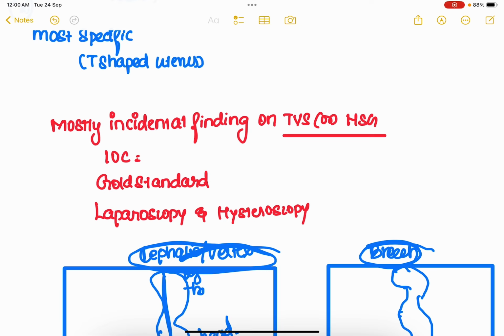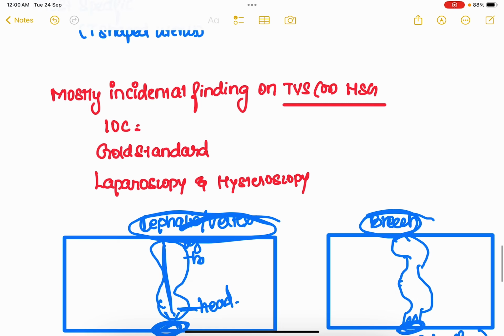But what is the investigation of choice, and what is the gold standard investigation? The investigation of choice is 3D ultrasound. 3D ultrasonogram is the investigation of choice for Mullerian malformation, and the gold standard investigation for the diagnosis of Mullerian malformation is magnetic resonance imaging. MRI is the gold standard. The last resort could be laparoscopy and hysteroscopy. With laparoscopy, you can visualize the fundus of the uterus. While visualizing the fundus, you can diagnose the arcuate uterus, and you can differentiate between the bicornuate and the septate uterus.